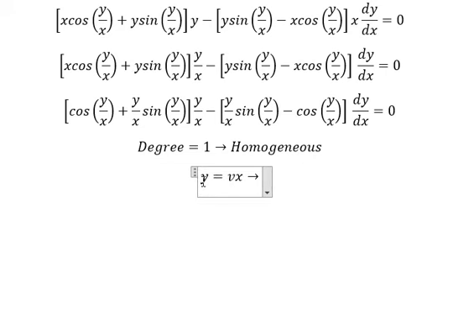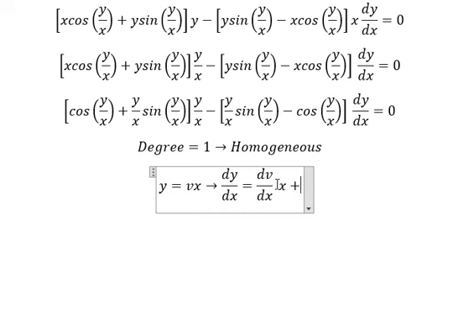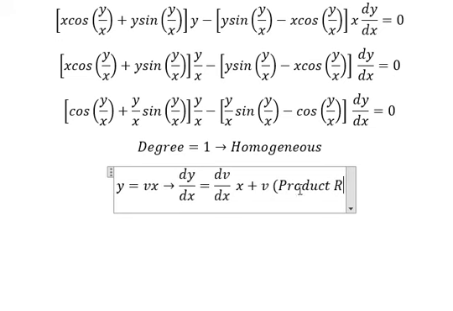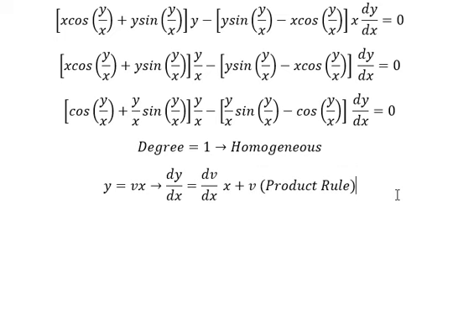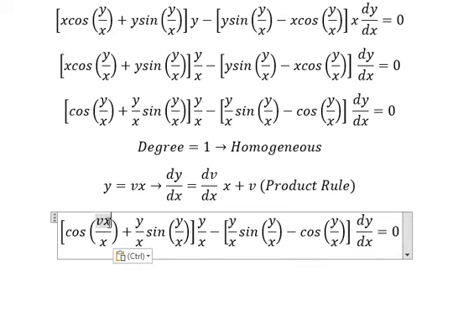Later, we need to take the first derivative of both sides. First derivative of v, we have dv over dx multiplied by x. Next, first derivative of x, we have number 1, so we have v. This is the product rule of derivative. So I will put this one to change for y.